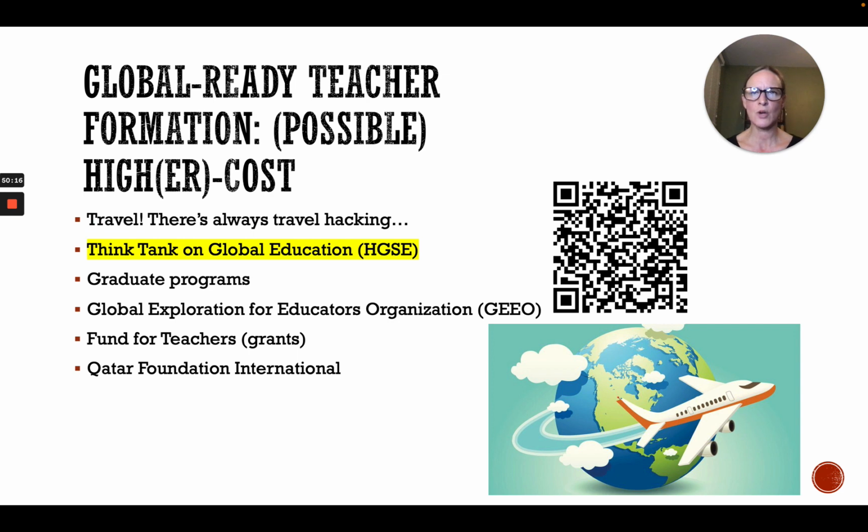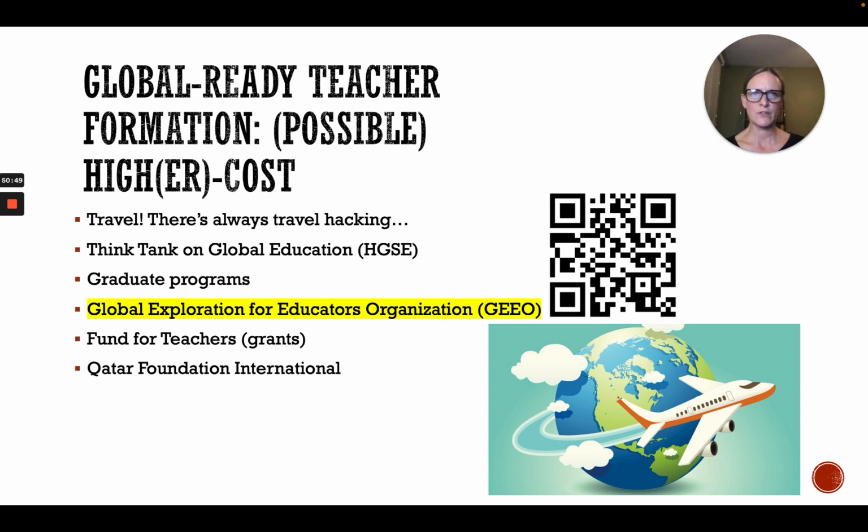The think tank on global education is with the Harvard Graduate School of Education. It is absolutely excellent and has people from all over the world that come to do it. It's a really great way to interact and network and make connections. There's also a lot of graduate programs around the country that have globally focused curriculum. So, for example, some that are focused on global competence.